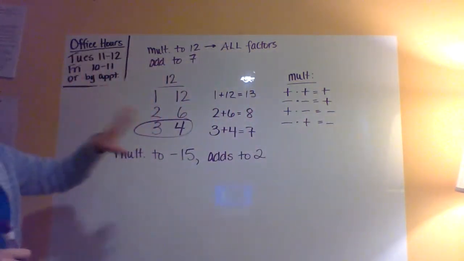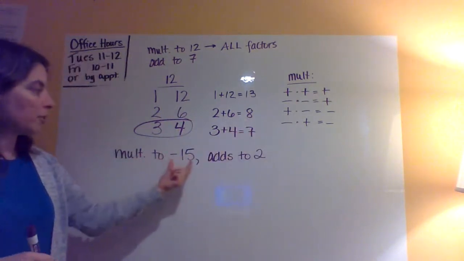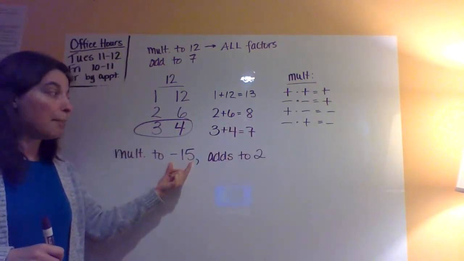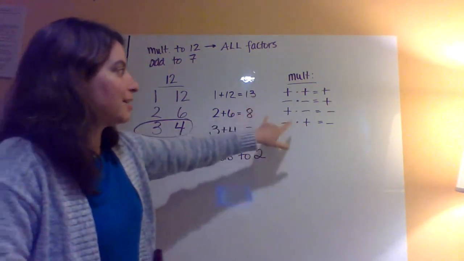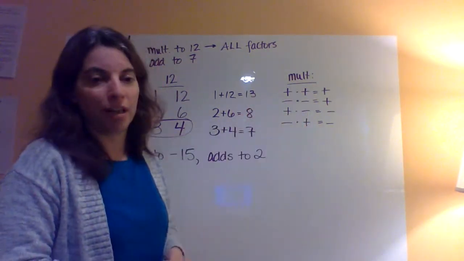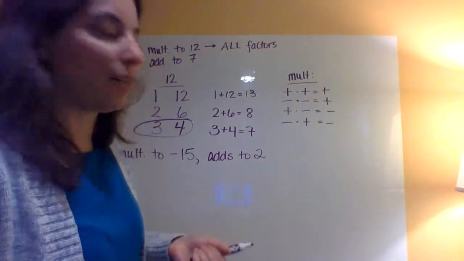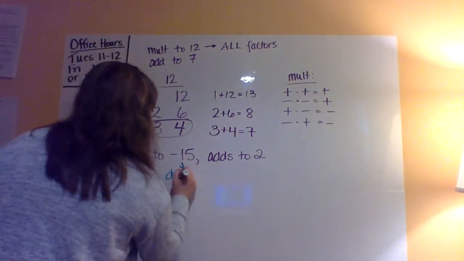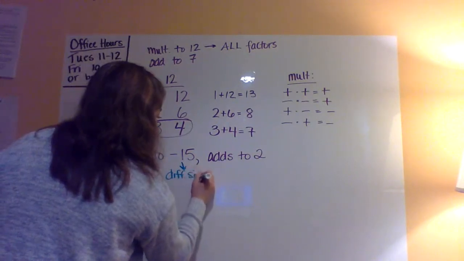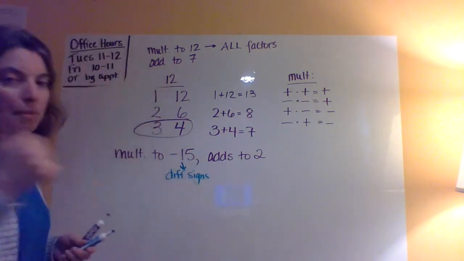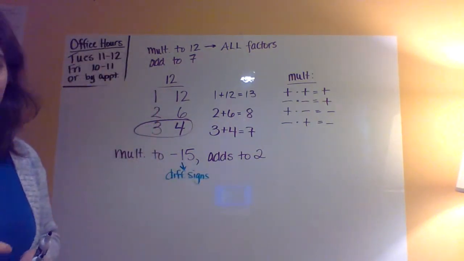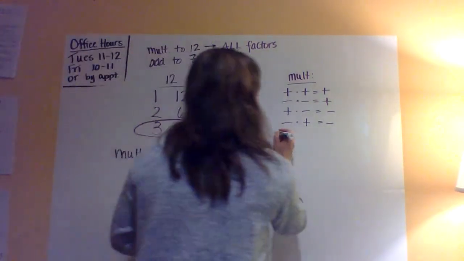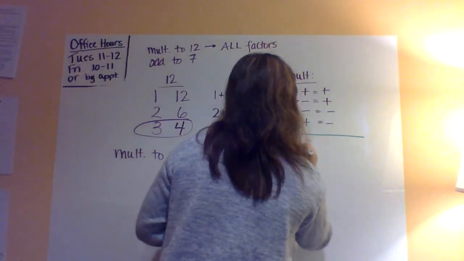Okay? So from this, if I have two numbers that multiply to a negative answer, that means that my signs must be different. If they were the same sign, I would get a positive answer. So this tells me that I have different signs, meaning of the two numbers I'm trying to find, one is going to be positive and one is going to be negative. Okay, now let's think about signs when we add.